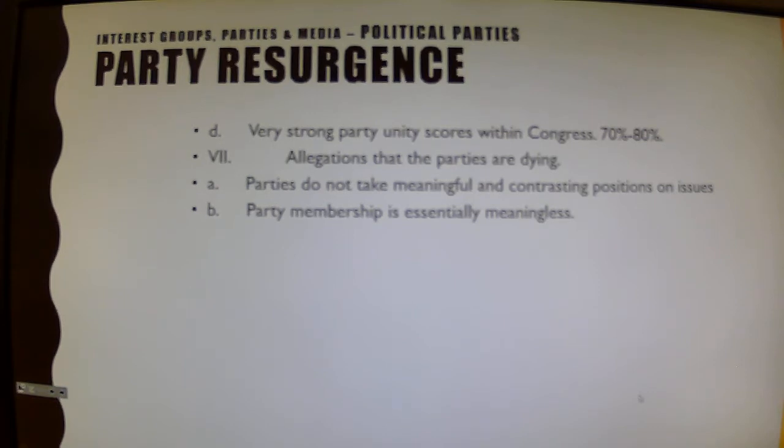There are some allegations that parties are dying. We're so partisan, I'm not sure that I buy that. But there are some compelling arguments for why parties are significantly less important. And one of the compelling arguments is this, right? If we go back and compare Bush and Obama, because those are the last two presidents that served a full eight years and completed their terms, right?